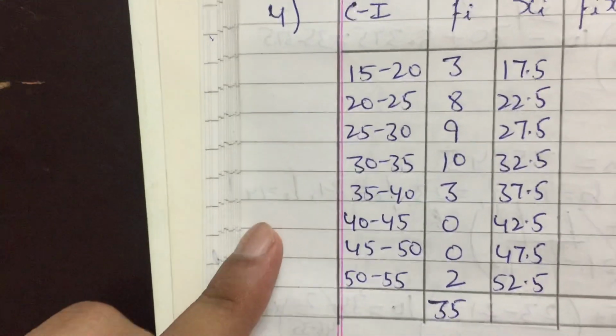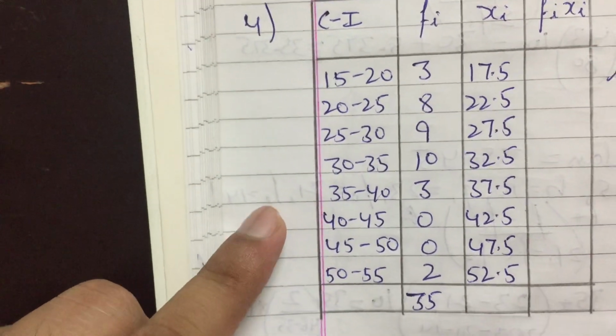So let's move on to the third question. The third question is also the same. In this you have to determine directly the mode. So you can find it out. Just find out the modal class first and then substitute the values in the formula and get the answer.